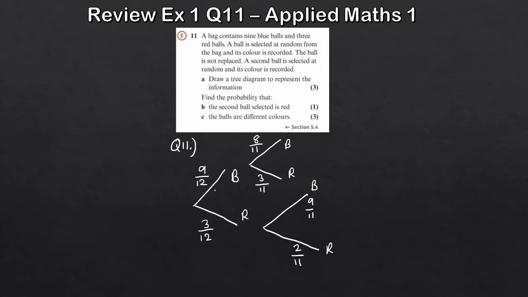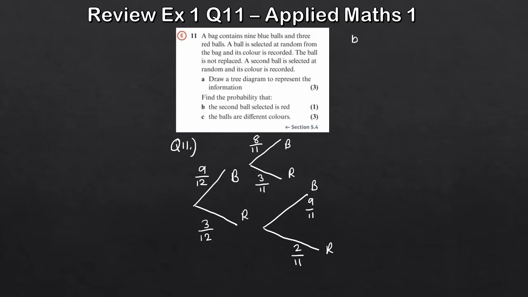A good little check is that at each stage, the sum of the branches should be 1. So 9 over 12 plus 3 over 12, that's 1. 8 over 11 plus 3 over 11 is 1. And then 9 over 11 plus 2 over 11 is 1. If the branches don't sum to 1, so they're either less than 1 or greater than 1, then you've definitely made a mistake. They should always sum to 1.